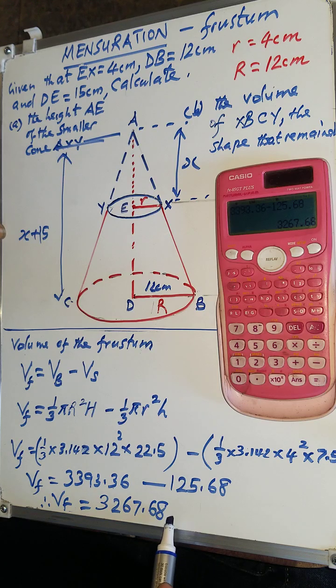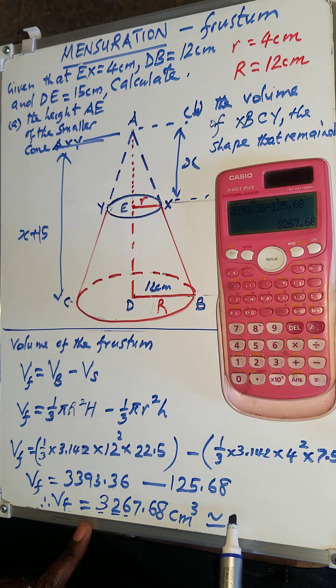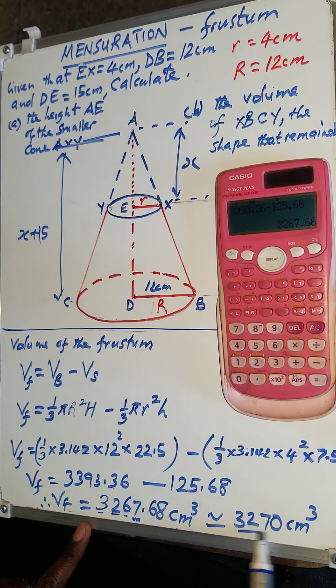So basically that will give me 3,267.68. And because this is the volume, it is supposed to be in cubic centimeters. But remember what the question tells you: leaving your answer to 3 significant figures. So to 3 significant figures, I'll just count 1, 2, 3 and look at the number in front. So it is therefore going to be 3,270. Remember, before the decimal point, the number that you have rounded off, you replace it by 0 to maintain the place value, and that is going to be in cubic centimeters.